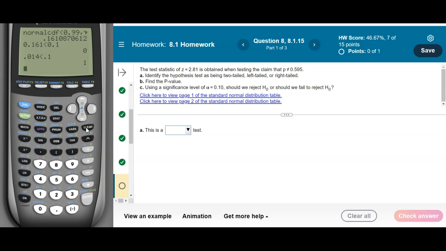Hey stats class, in the last video I showed you how to find a p-value if you're given a test statistic of a single-tailed hypothesis test. Well, now we're going to have a two-tailed test, and I'll show you the slight alteration you have to do here.